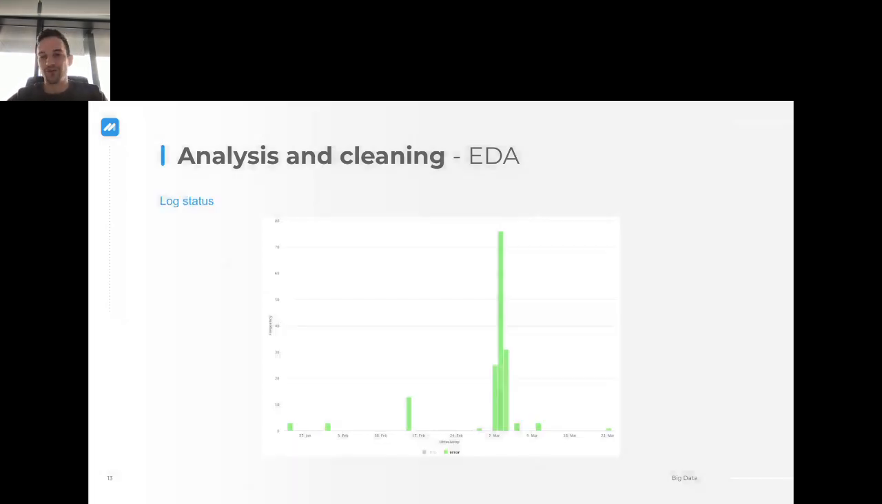So the first attribute that we looked at was log status. Here we see that errors are not that frequent, but we still have some peaks, and we noted them for the future reference.